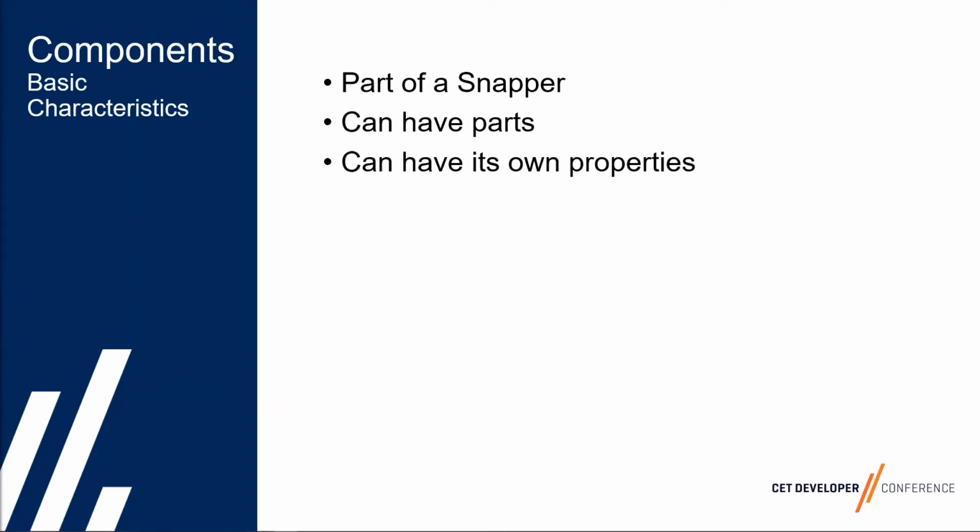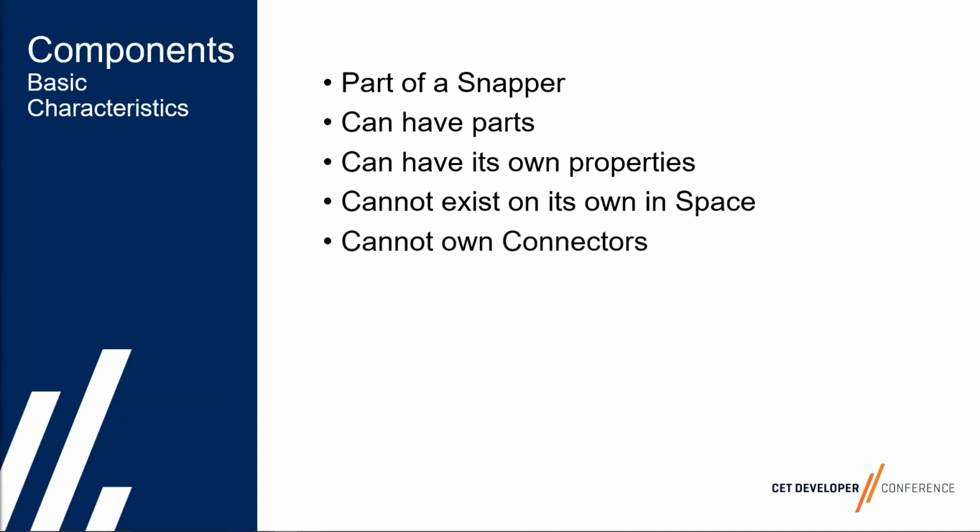An example of this is maybe you have a sink and then you use a faucet as a component, and then you can change the properties of the faucet, such as the material or the type of faucet. So we'll have graphics and its own parts, but it cannot exist on its own in space. You can't put a component in without an owner. It also cannot have connectors. So if you need to stretch or snap to a component, you can't really do that. So usually that's the dividing line of when you want to use a component versus a snapper.